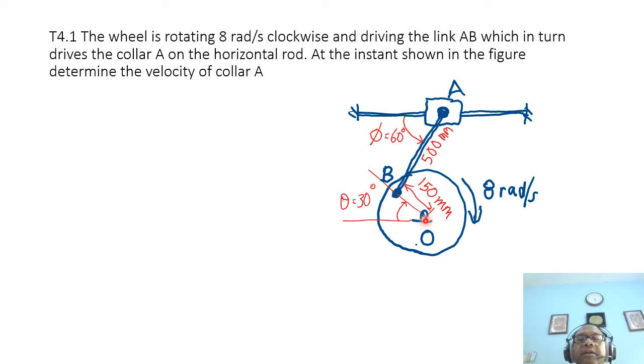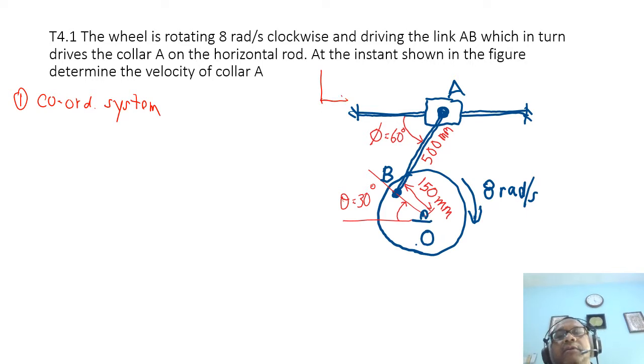We have the angle of OB, theta, 30 degrees from the horizontal, and AB is 60 degrees from the horizontal. And then we have some vectors here. So what should we do? As you remember before, the first thing we need to do is put the coordinate system. So let's put the coordinate system. We can put our xy here. Right, so that's our x and our y.